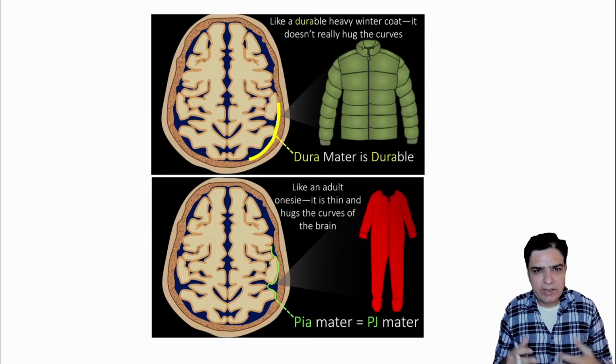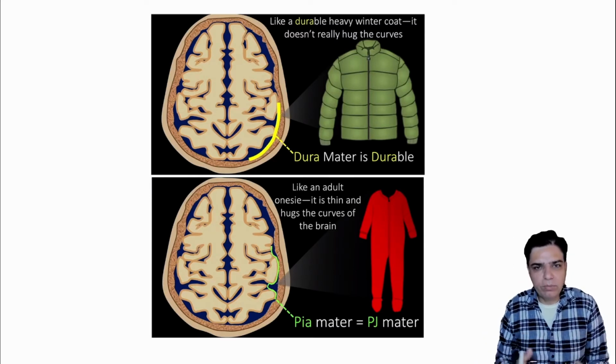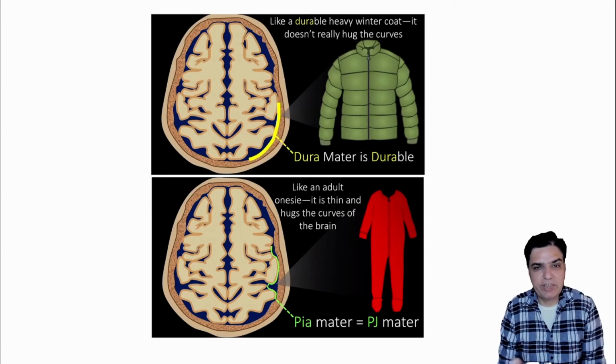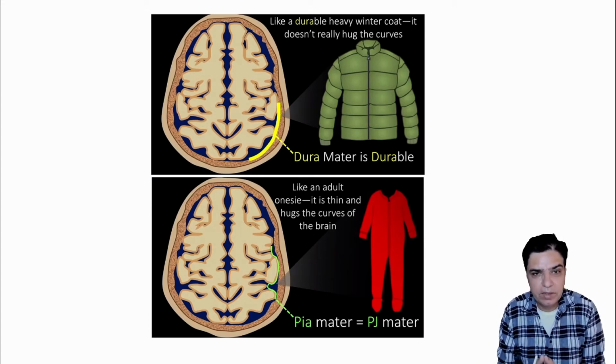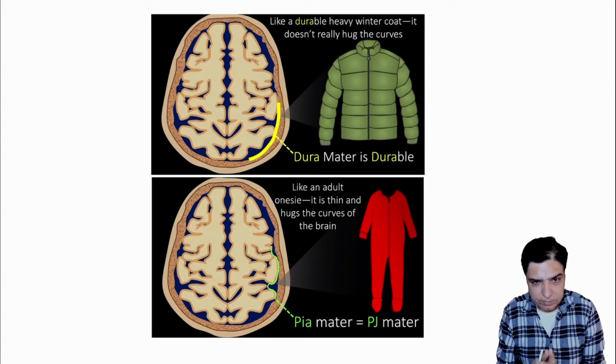The puffer jacket is a thick jacket composed of polyester fibers, and it just hugs you from outside. It doesn't fit into your curves, but it gives you the overall protection. The same goes for dura mater. Dura mater is a tough membrane which is just surrounding the brain, just like a puffer jacket. Then beneath that, we have 2 more layers. One is the arachnoid mater and the other is the pia mater.